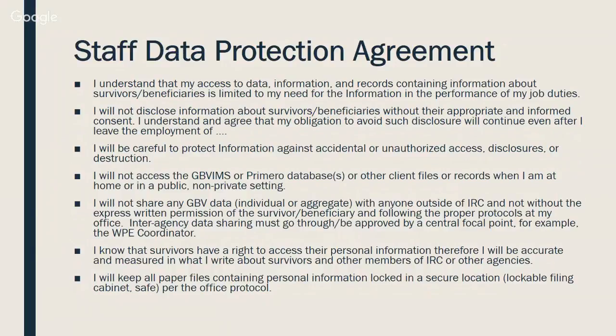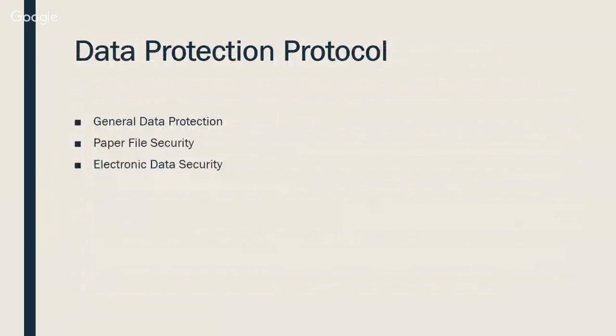What you see here are just a sample of some of the things that you might include in a staff data protection agreement. Another resource to have in place is a data protection protocol. Sometimes this is included as an amendment to the information sharing protocol. The data protection protocol should cover general data protection, paper file data protection, and electronic data protection.